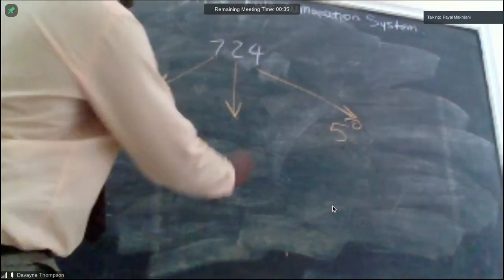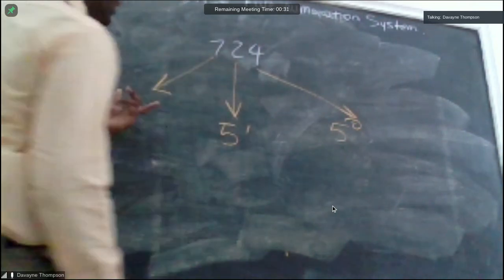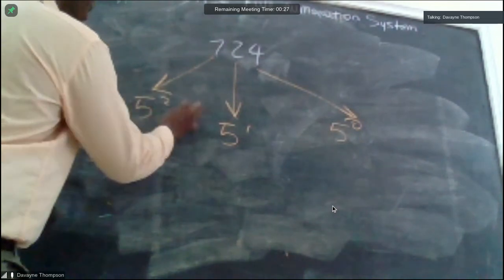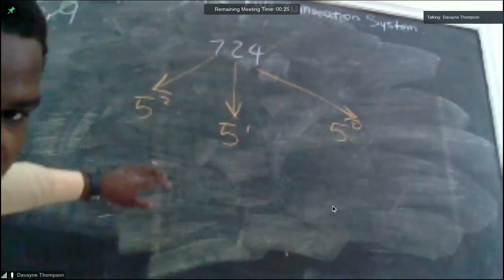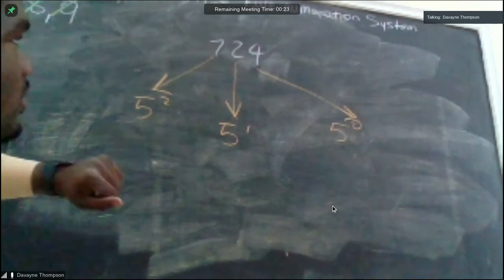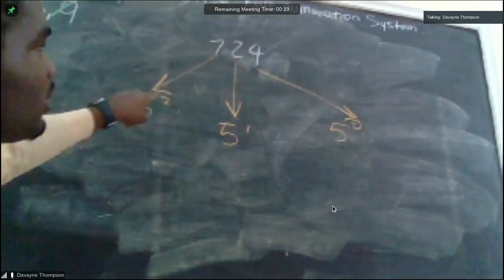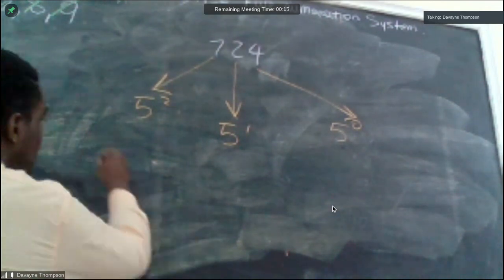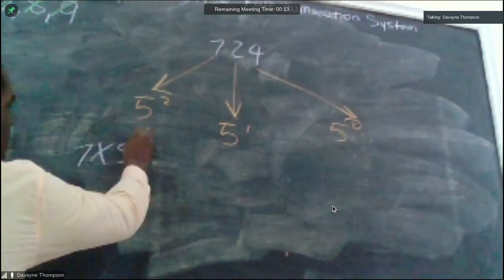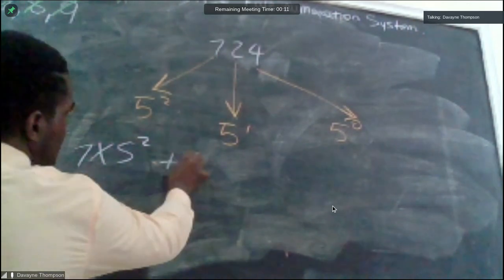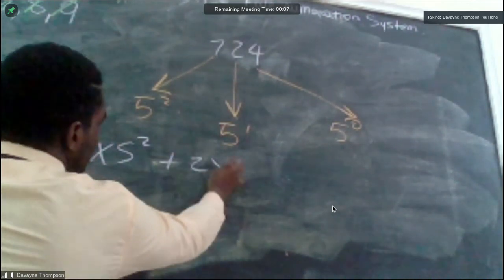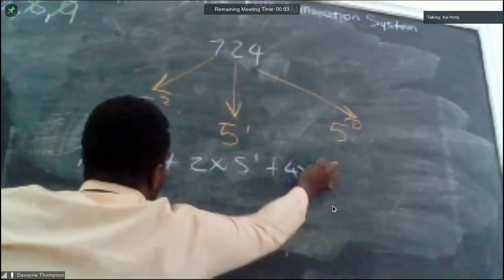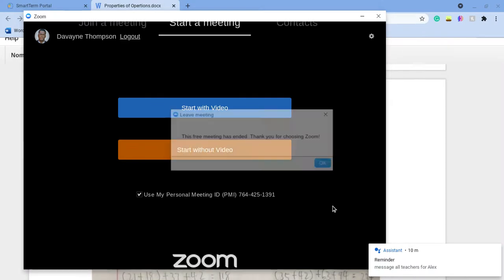5 to the 1. And the third number? 5 to the 2. And then I said, once we have those 3 arrows pointing out to our number, we're going to multiply the number by that power of 5. So in this case, we have 7 times 5 to the 2 plus 2 times 5 to the 1, plus 4 times 5 to the 0. Excellent. Now what is 5 to the 2?